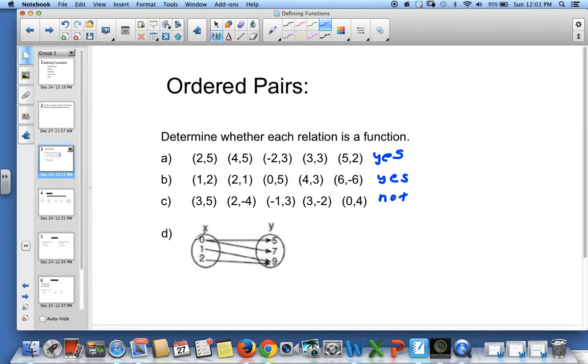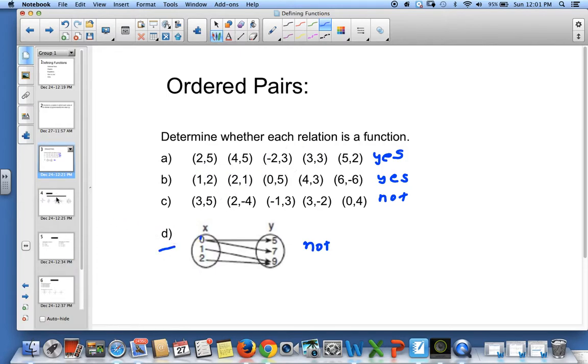And the last one here, when x is 1, the answer is 9. When x is 2, the answer is 9. That's okay. But when x is 0, I have two different values. So this would be not a function also. It is a relation, but not a function. Okay, so with ordered pairs, we're basically saying, does x repeat itself? And in this case, yes. In this case, no.